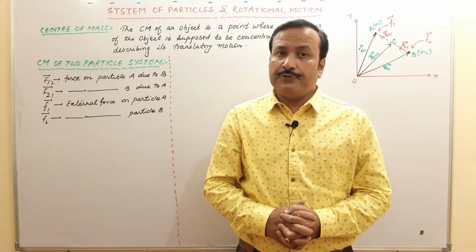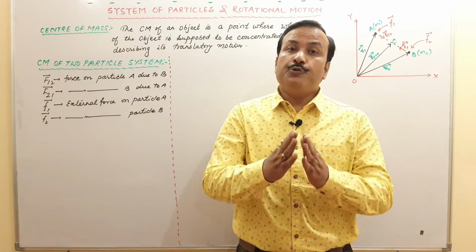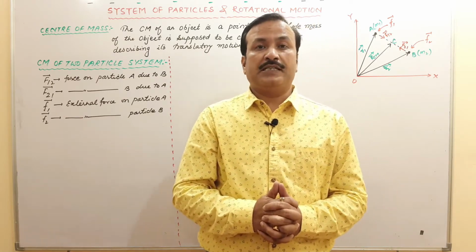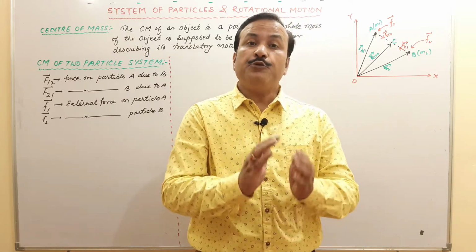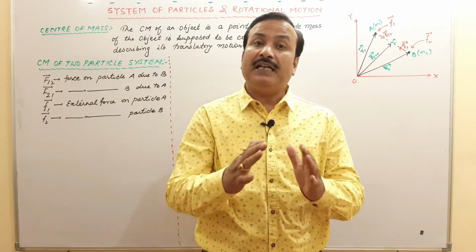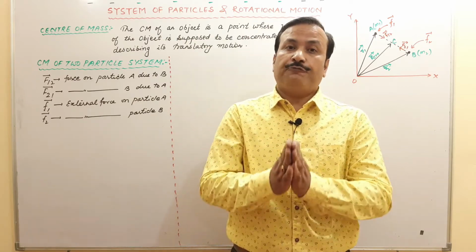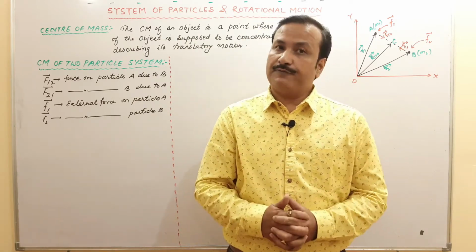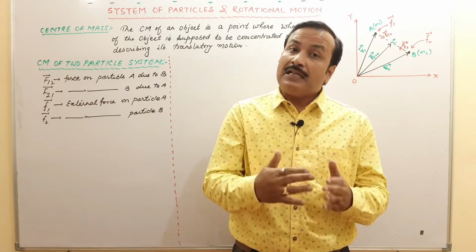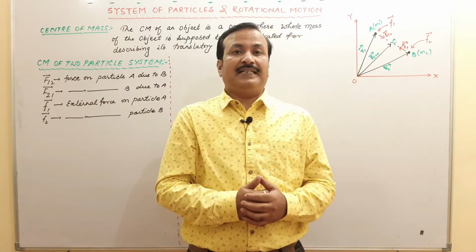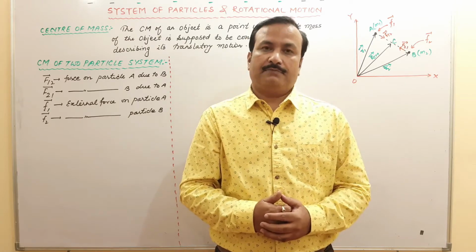So we will find today the position vector of the center of mass of a two particle system. How will we calculate the position? We will be deriving one formula to find the position of the center of mass of the two particle system. That same formula we can extend for an n particle system.